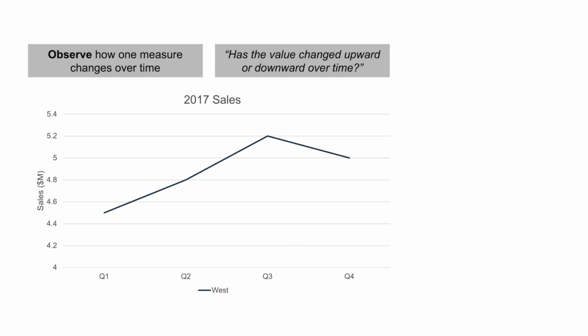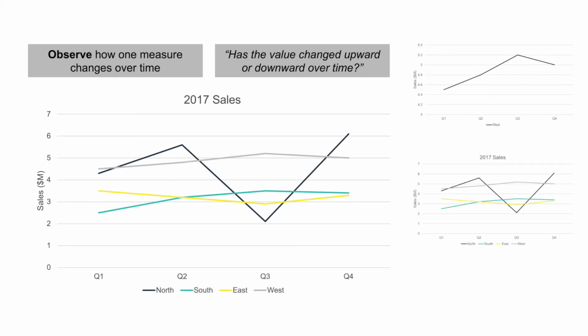If we're interested in seeing how our sales have changed over time, we're going to use a line chart. Here we have a line graph showing the trend of 2017 sales for the West region. But what if we care about all the groups, not just the one region? We can draw additional lines to show the trends of the other regions, shown here by different line colors.